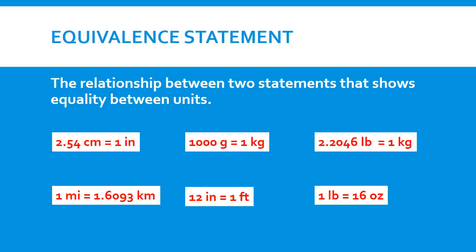So we're quite familiar with these. 12 inches in 1 foot. 1 pound is 16 ounces. 1,000 grams in 1 kilogram. So all these are equivalent statements. Again, it tells us the relationship between two statements, and it shows equality between units.